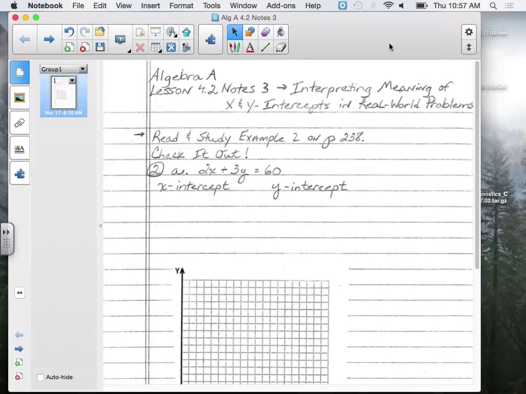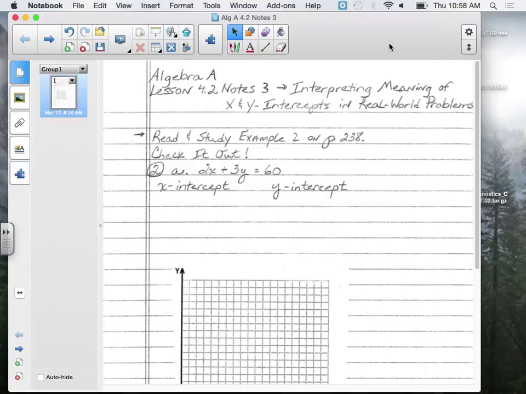So check it out. The problem says the school store is selling pens for $2 and notebooks for $3. The equation 2x plus 3y equals 60 describes the number of pens x and notebooks y that you can buy for $60. So where on earth did they get this equation from? How many pens and how many notebooks?